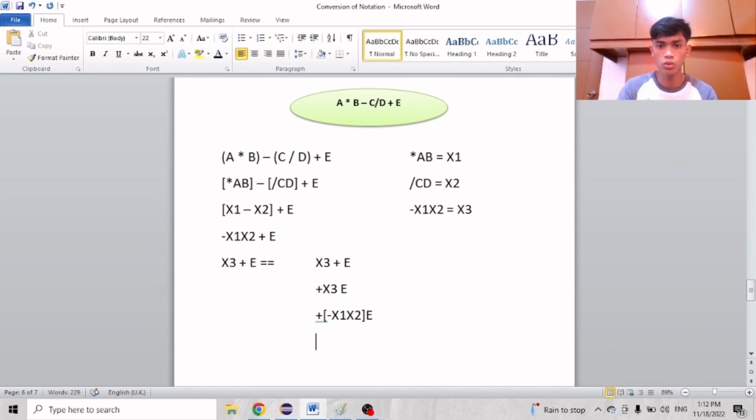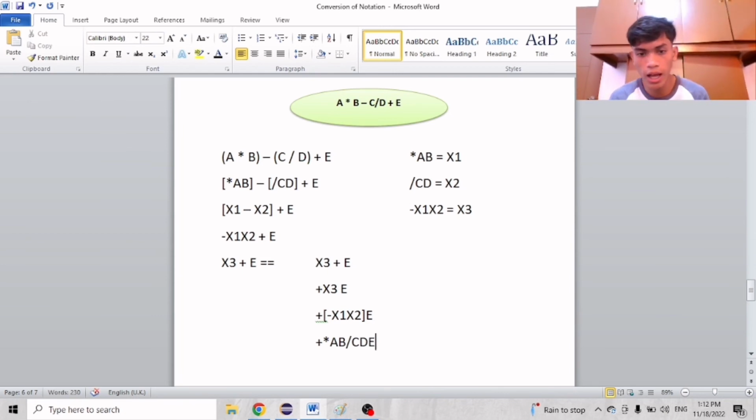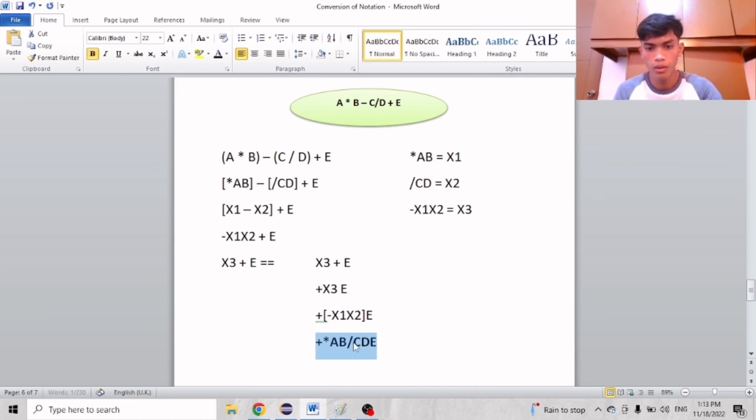So plus, times EB, and divided, EB divided by CDE. So that's the final output of the prefix expression. You should not be confused, because it is reversed from the earlier conversion.